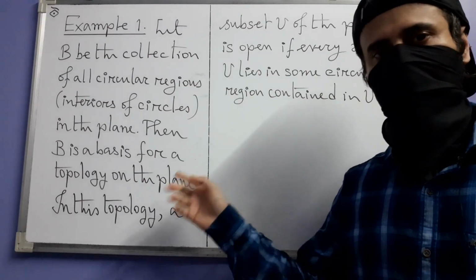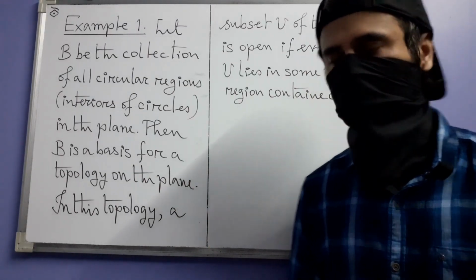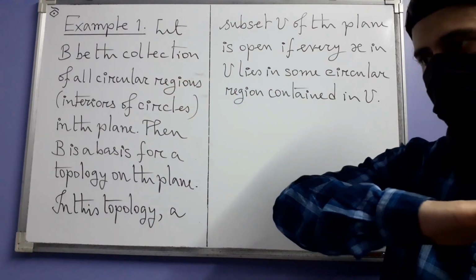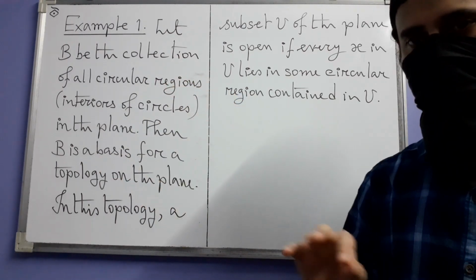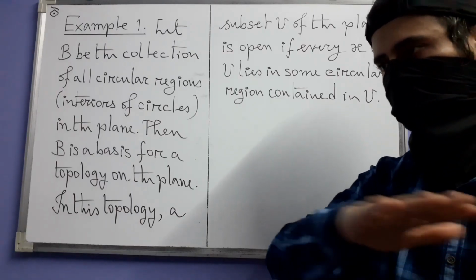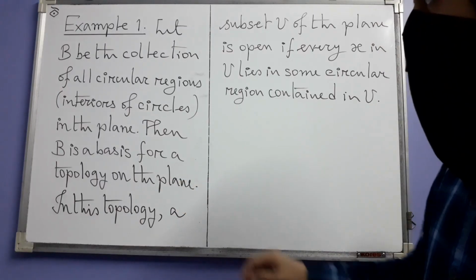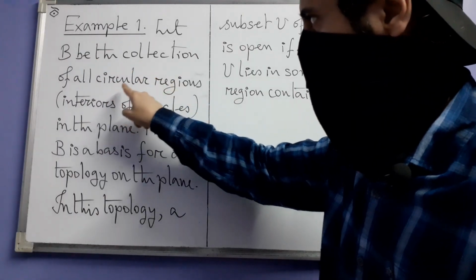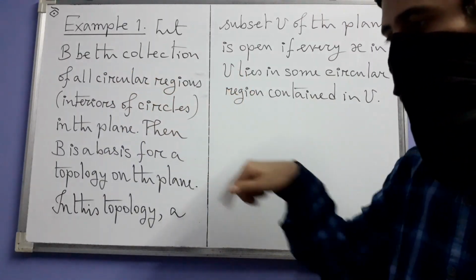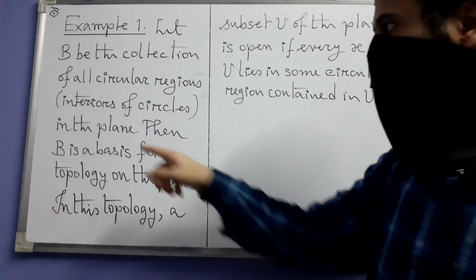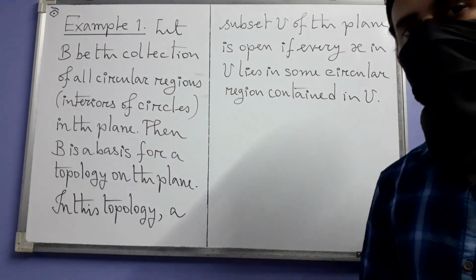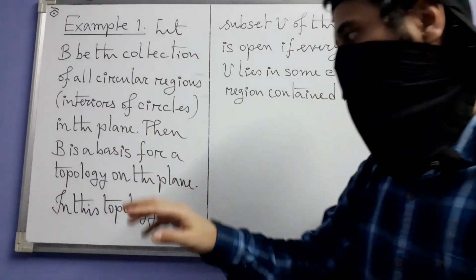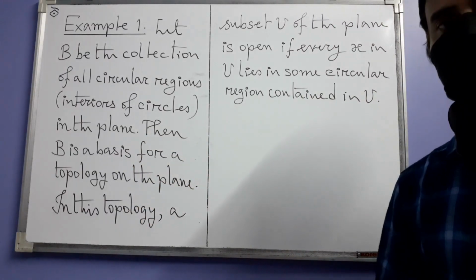So let us next see this example 1. The set X in this case is the two-dimensional plane. That means the set of all points in the two-dimensional plane. And on this plane, let B be the collection of all circular regions, that means interiors of circles. Then B is the basis for some topology on the plane.